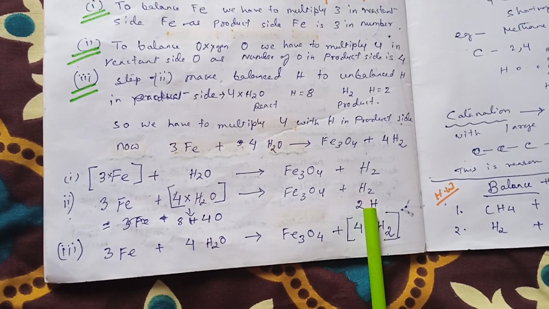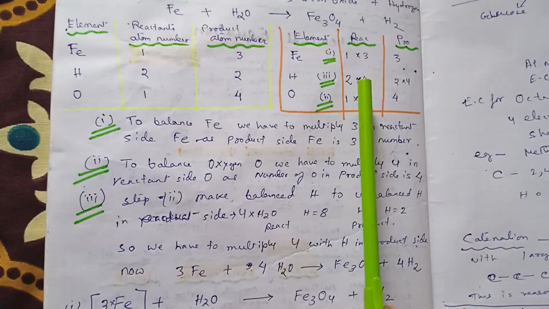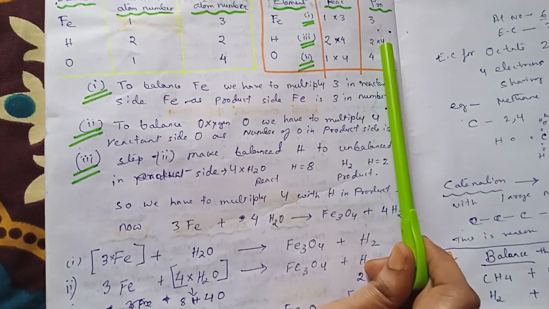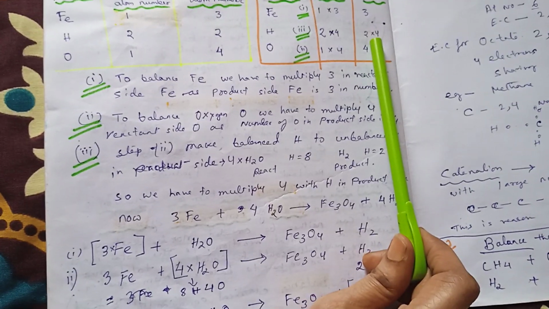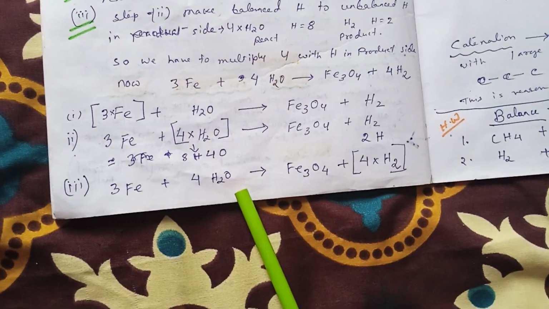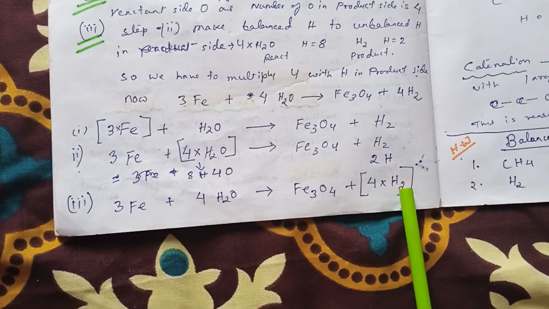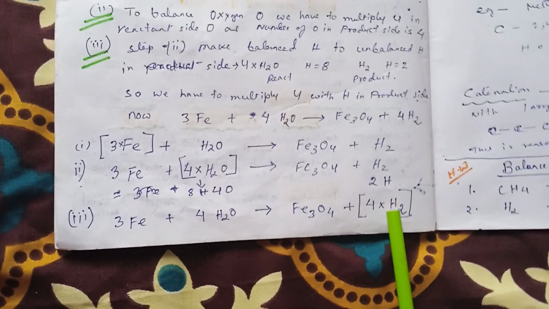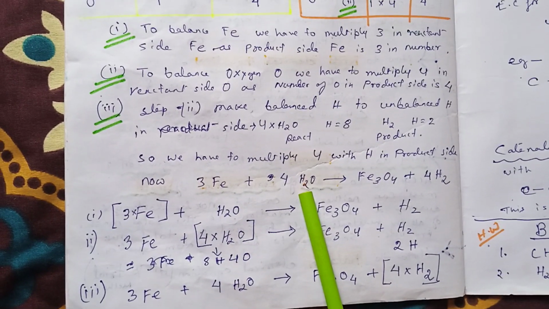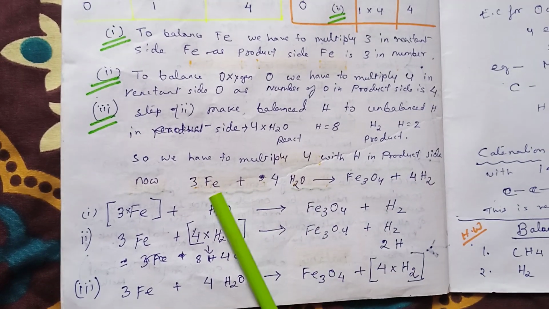So now we have to balance hydrogen again. What do we have to do? We have to balance hydrogen by multiplying by 4 on the product side also. Multiplying by 4 on the product side, it makes 3Fe plus 4H2O gives Fe3O4 plus 4 into H2. That makes 4 into 2, 8H on the product side. Now the final equation becomes 3Fe plus 4H2O gives Fe3O4 plus 4H2. This is the balanced equation.